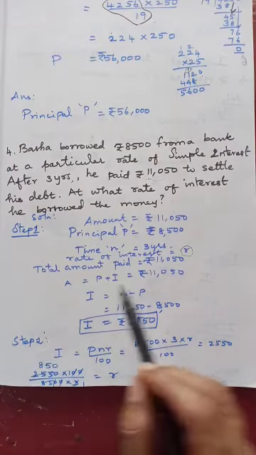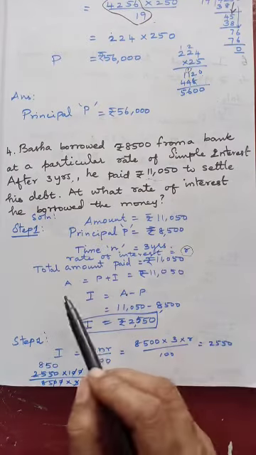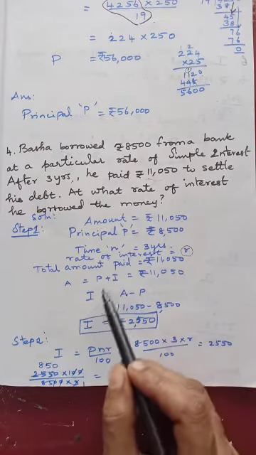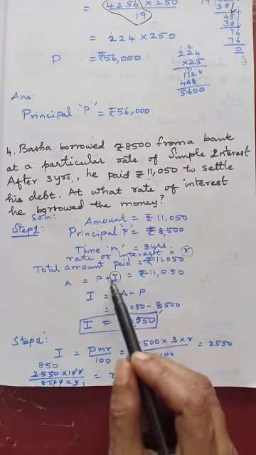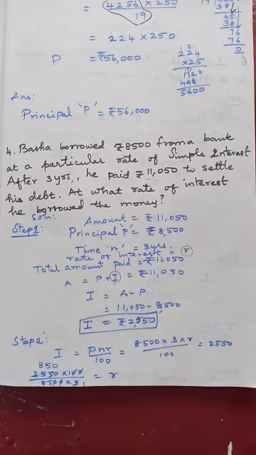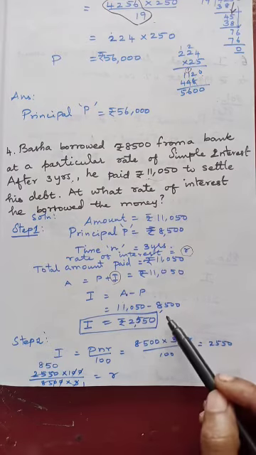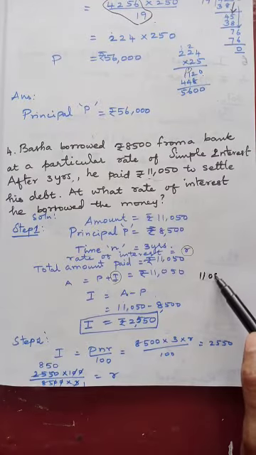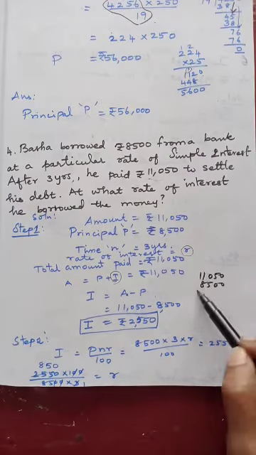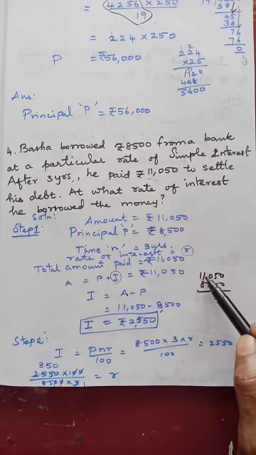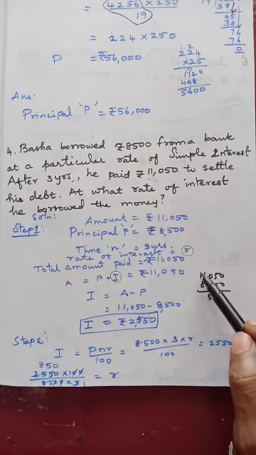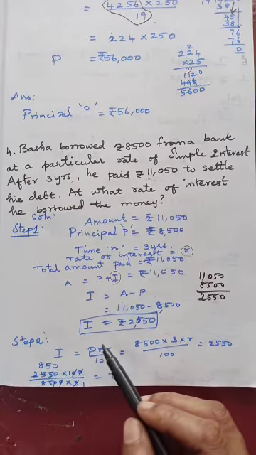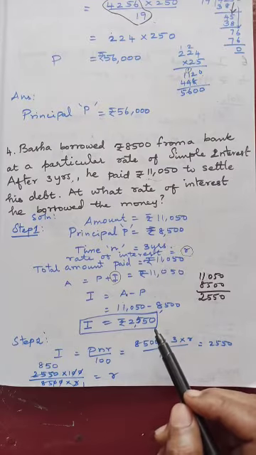Okay. Then total amount paid is 11,050. So amount is equal to P plus I is equal to 11,050. So you have to find I here. So keep I here and bring the P that side. So A minus P. 11,050 minus 8,500. So you subtract 8,500. 0, 5. Here borrow here. Again 5. Here 9. 10 we have. 10 minus 8 is 2. Okay. So I is equal to rupees 2,550.